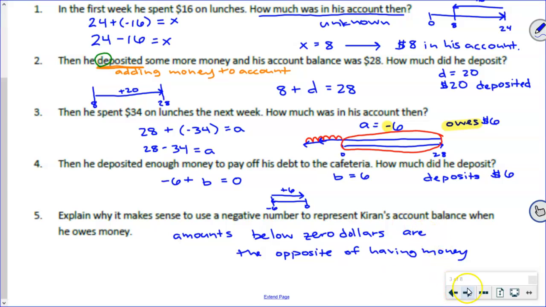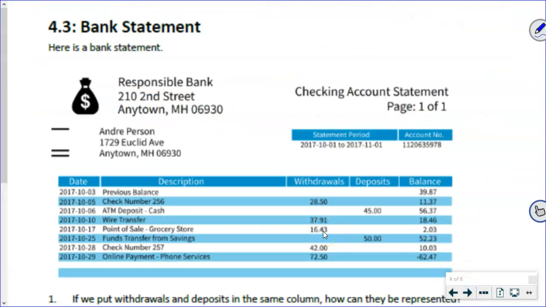Okay. And to the next one. Real life applications here. This is very quantitative. This is a bank statement. Anybody have their own bank accounts and get these bank statements occasionally? Good. Do you know how to read them? Awesome. That's great.